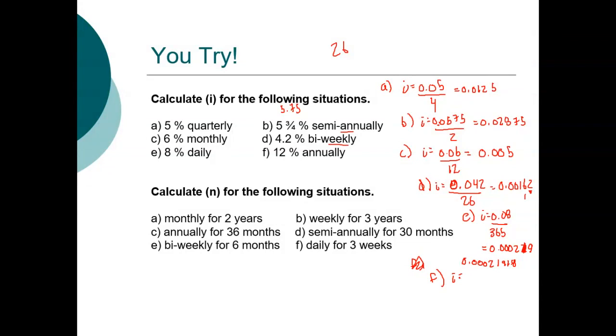And then for F, we have 12% annually. So it's just divided by 1. So it's actually just going to stay at 0.12. So it's not going to change.